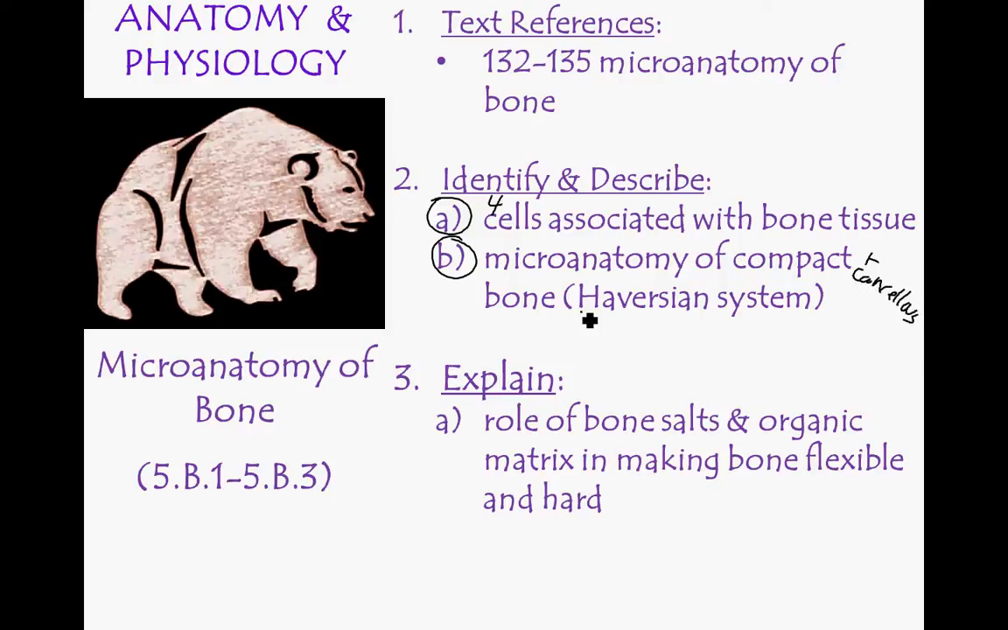And this is sometimes also referred to as the Haversian system, that is made up of osteons. Haversian systems, osteons, these are the functional units here. And then also to explain the role of bone salts and organic matrix that helps make the bone flexible as well as hard.